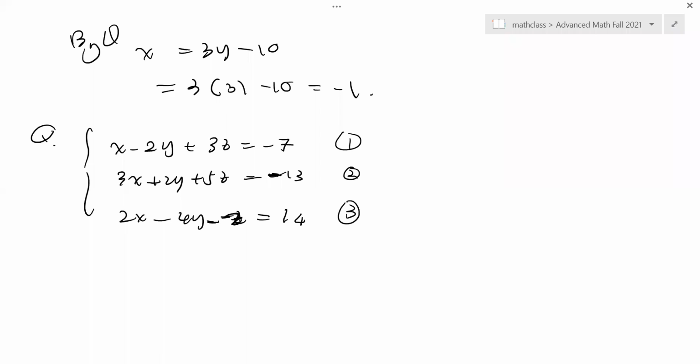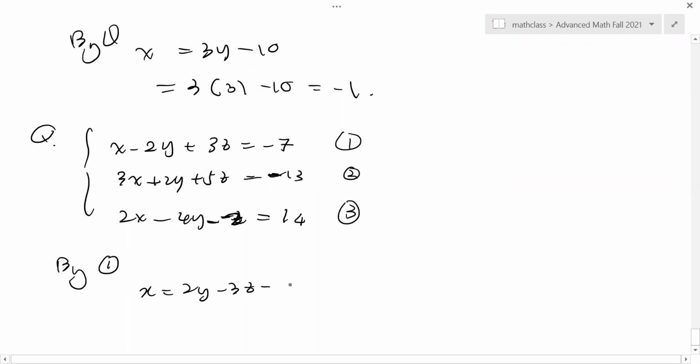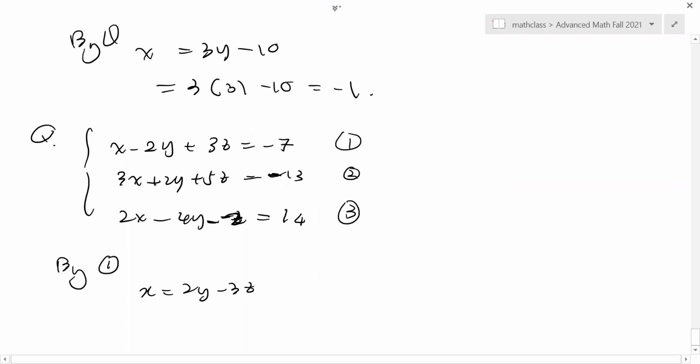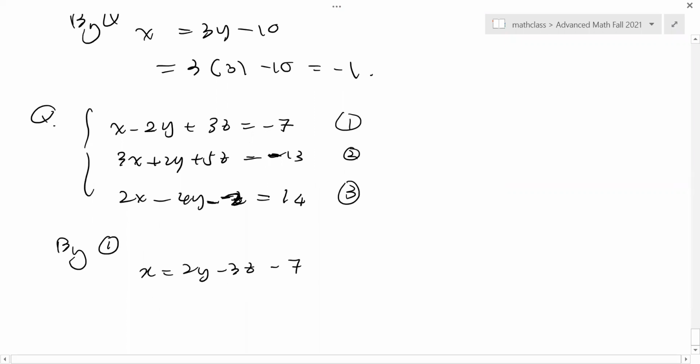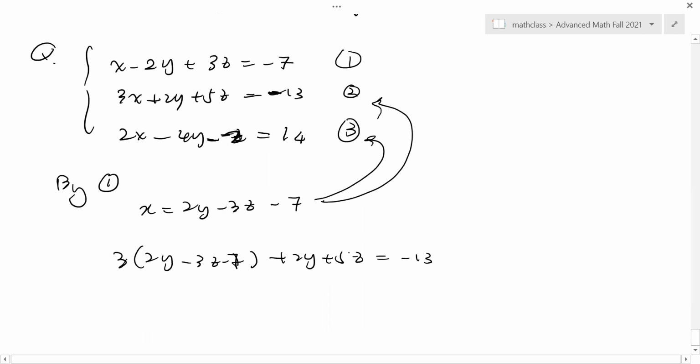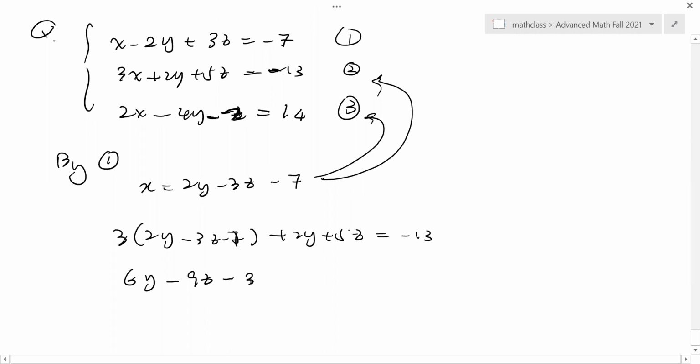I'm going to either solve for z from equation 3 or solve for x from equation 1. So x is 2y minus 3z minus 7. Then you put it into this equation, put it into that equation, so you can get rid of the x. So 2y minus 3z minus 7 plus 2y plus 5z equals -13. Let's simplify this.